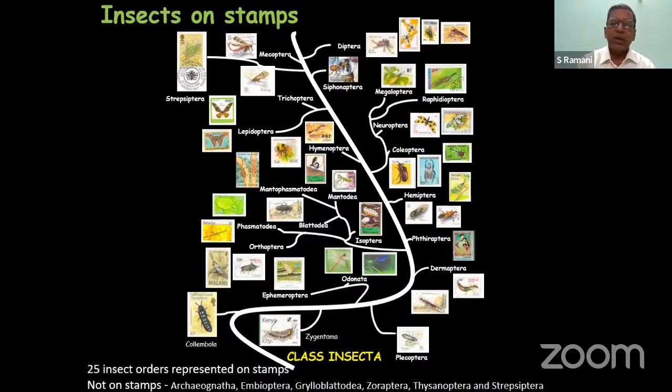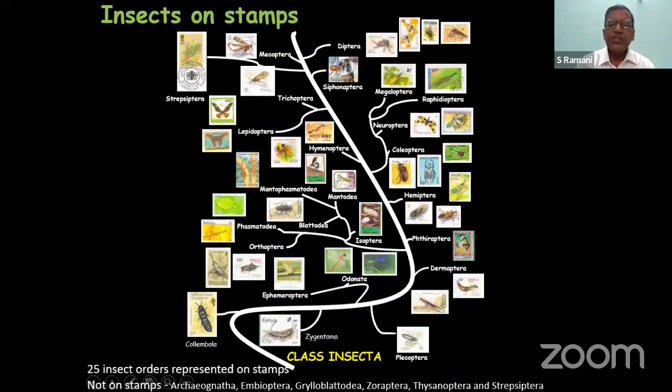I would like to exclude Grilloblatoidea and Strepsiptera from this list, basically because Grilloblatoidea is today considered a family, Grylloblattidae, and it has been merged with another recognized order called Mantophasmatodea, which has now become Mantophasmatidae. Both these families have been merged into a new order called Notoptera. So Grilloblatoidea is not featured as a family, but as an order, Mantophasmatodea has been featured on this Notoptera.